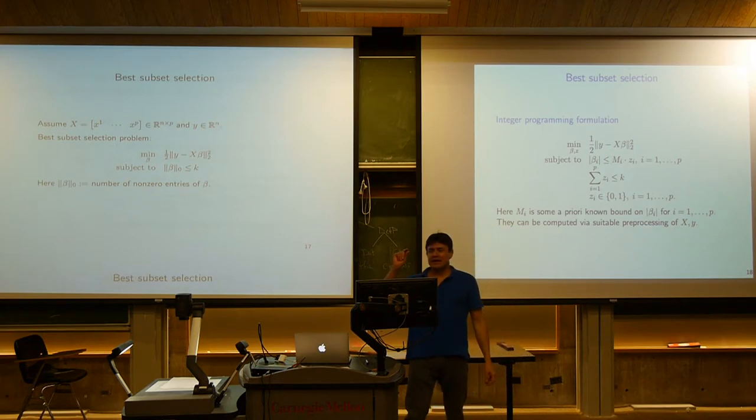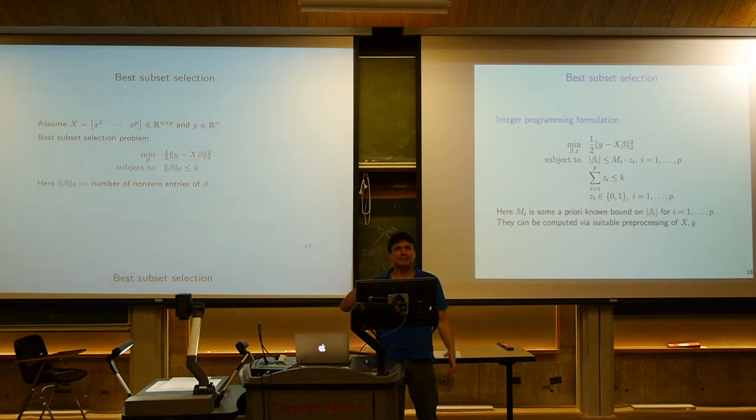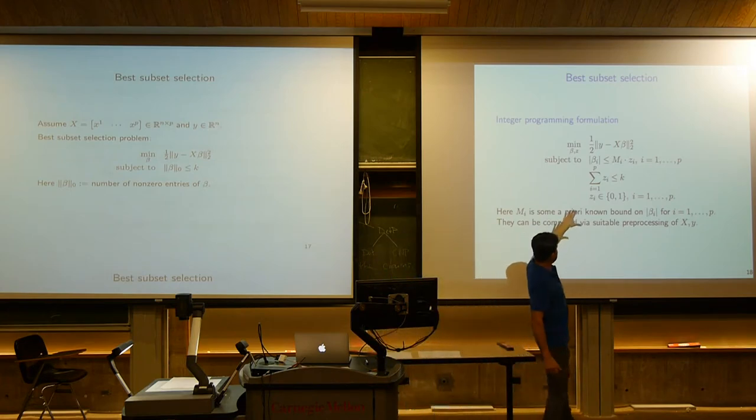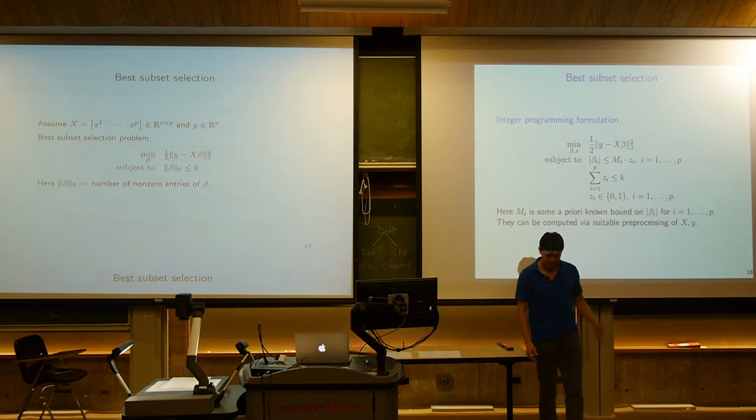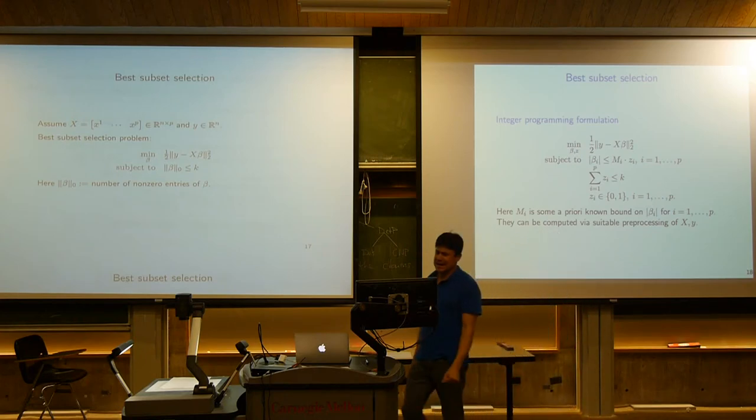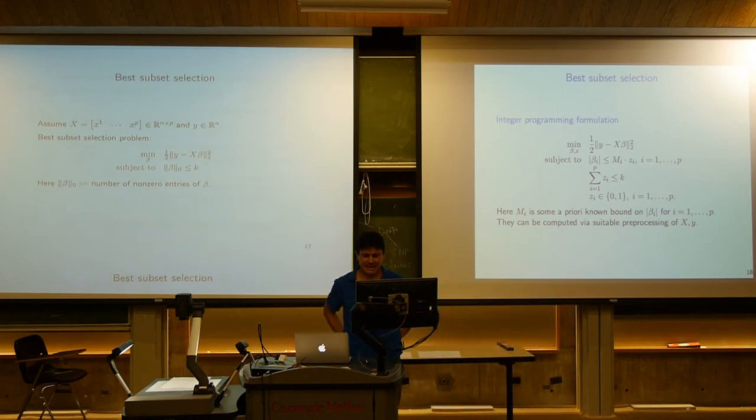I'll just say it is possible to compute MI by essentially sifting through X and Y in a way that is not onerous. You can do some kind of pre-processing over X and Y and then get upper bounds on each of the betas should they enter the model. Okay, so this is a formulation for the best subset selection problem.